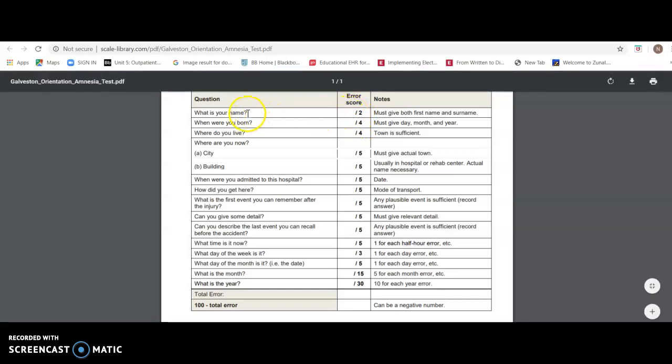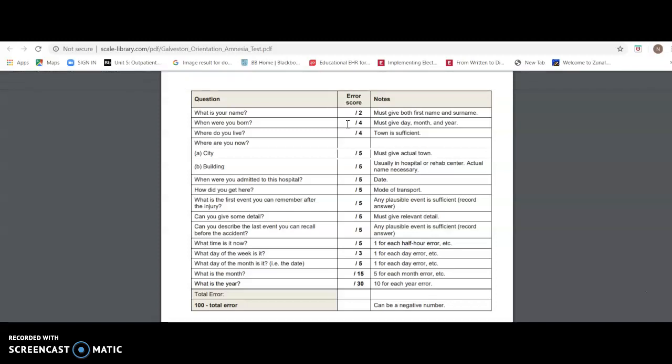For example, question 1, you must give your first name and last name. If your name is John Smith and you indicated my name is John, there's an error score of 1. If you give the day, month, and year of your birthday, you will receive a score of 0. In fact, there is no error occurring.